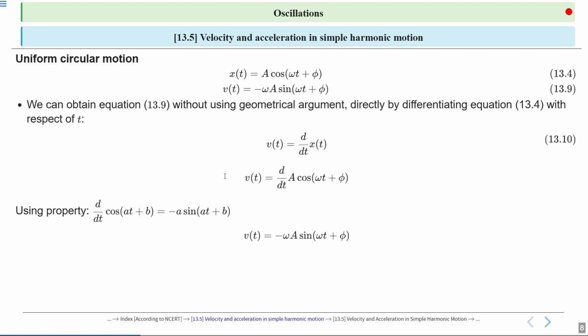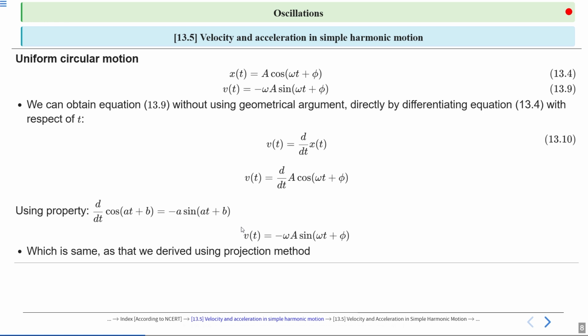So applying the rule, we get v of t is equal to minus omega A sin(omega t plus phi). This matches the velocity equation we showed at the start. Velocity depends on both the amplitude and angular frequency, and it reaches its maximum when the sine function equals 1 or minus 1.